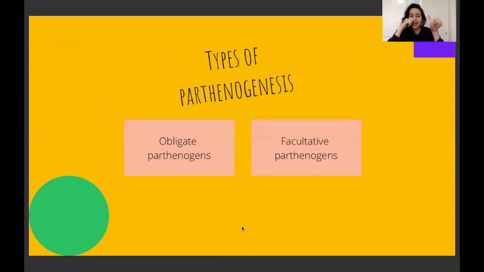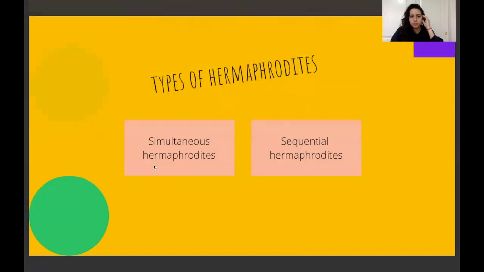Types of parthenogenesis. You have obligate and facultative parthenogens. You should know the difference between the two. And a lot of these just come with the wording. So if you are an obligate parthenogen, you are obligated to reproduce through parthenogenesis. You should be able to figure out the definitions of those.